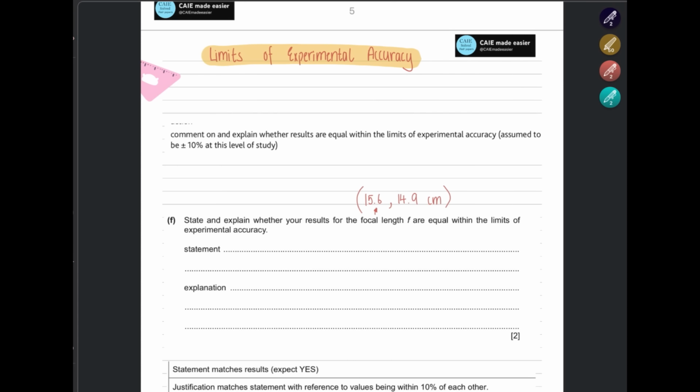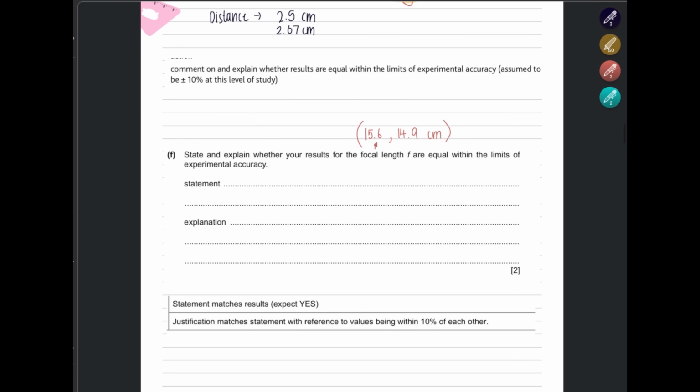Now, another very important concept is called limits of experimental accuracy. This is one of the most repeated questions. You cannot get your results to be exactly the same when you repeat your experiment. But they told us that the results are equal within the limits of experimental accuracy if they are within 10% of each other. If these two numbers are within 10% of each other, they are equal. So let's look at this question. State and explain whether your results for the focal length are equal within the limits of experimental accuracy.